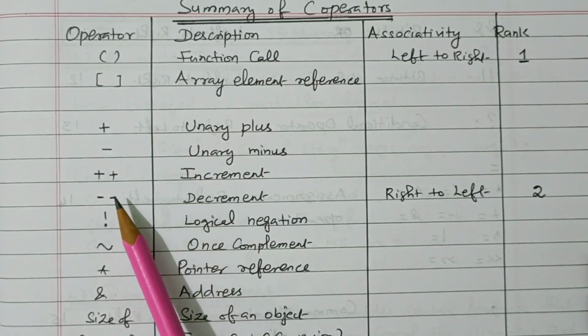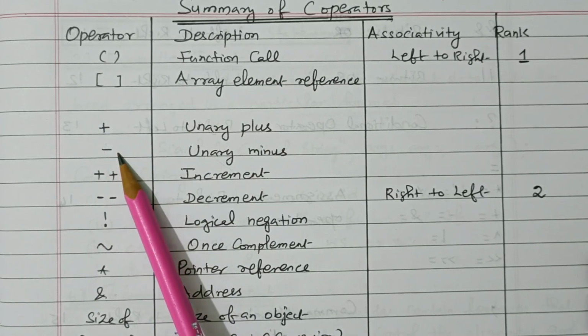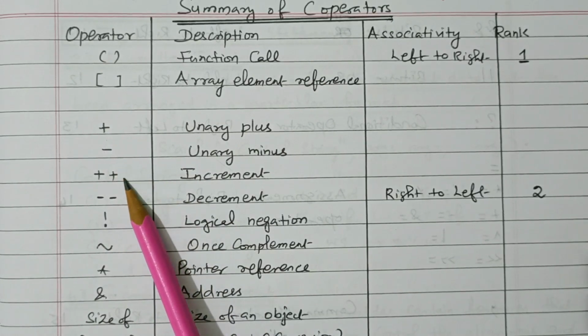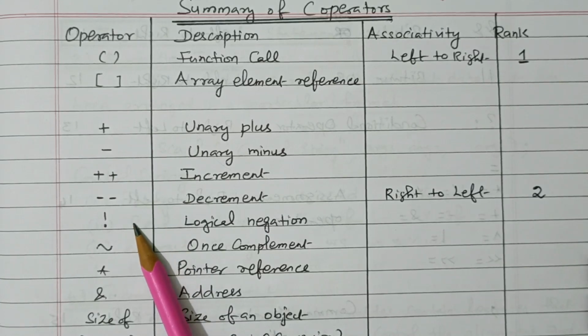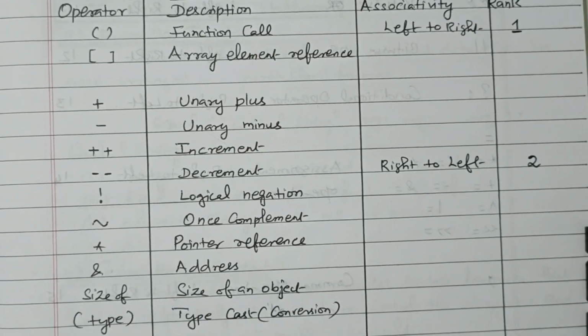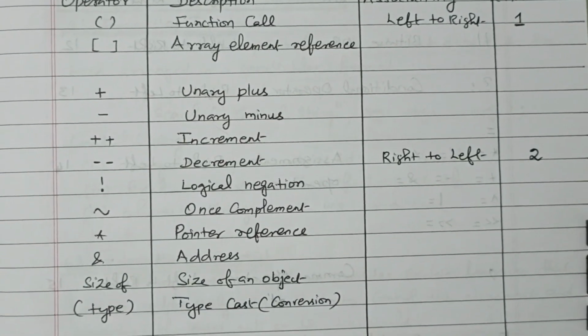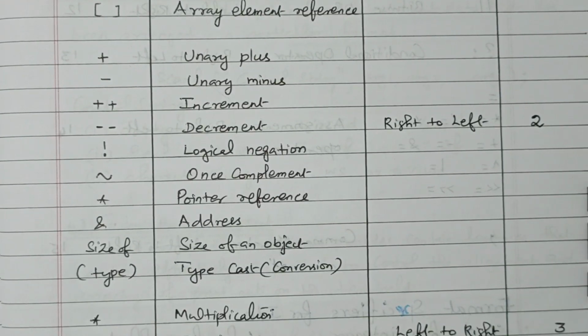The next one, the second preference, is the plus operator, then the minus operator, plus plus increment, minus minus decrement, logical NOT, then complement, pointer reference, sizeof, address, then the cast type, the type conversion. So these come under the second rank of operators, right?